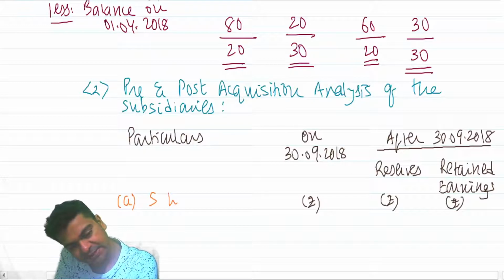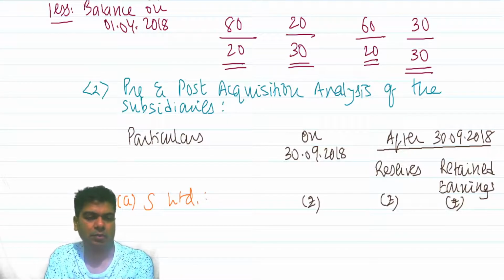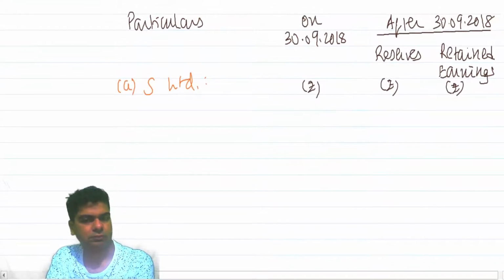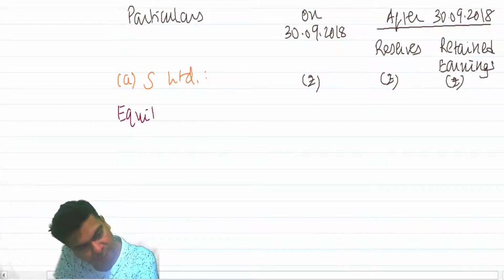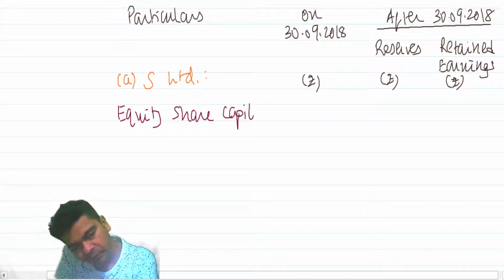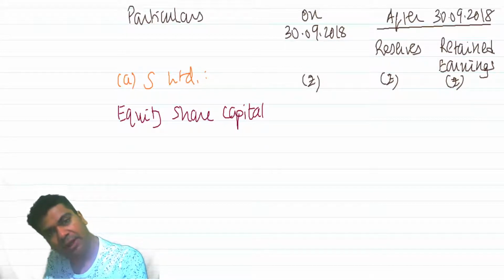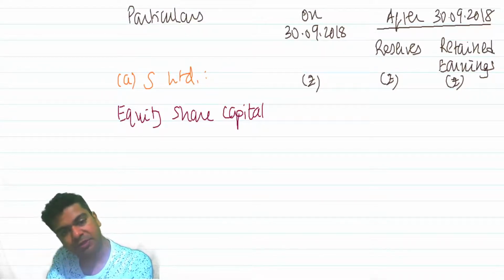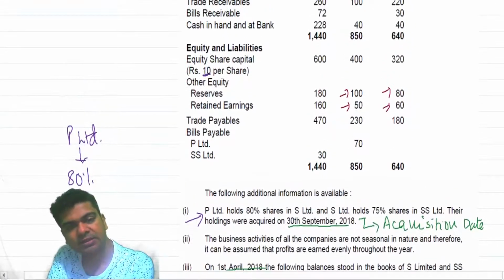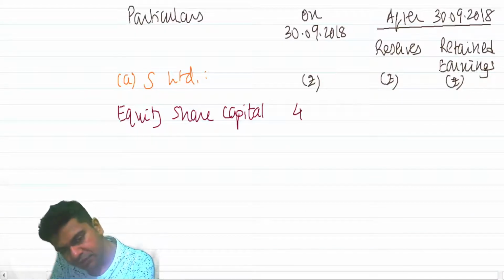We will first do it for S Limited. We start with equity share capital. Our purpose of doing pre and post acquisition analysis is also to work out the net assets that were existing on the acquisition date, because the net assets on the acquisition date will ultimately help us in working out the cost of control. So that is the reason we do take the equity share capital. As far as S Limited is considered, the equity share capital is turning out to be 400. So we say here 400.